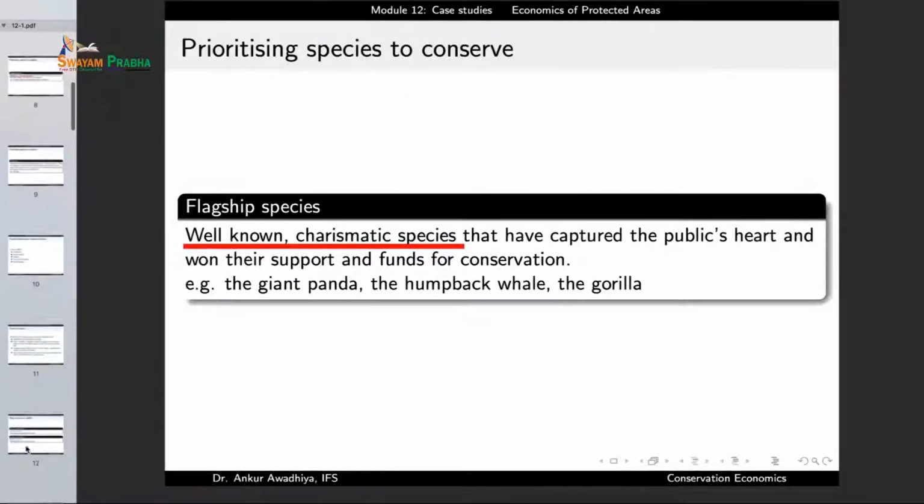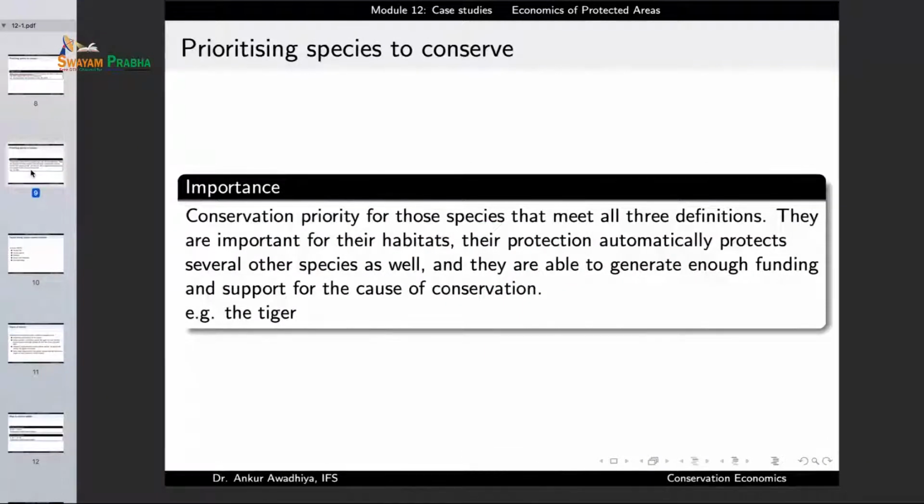Now, when we do conservation, we try to look for those species that meet all these three definitions. So if there is a species that is a keystone species, which means that it is having a very large role in the ecosystem. It is an umbrella species, which means that it requires a large home range, which would automatically give protection to a large number of other species. And if it is also a flagship species, which means that people want to conserve this species, and it is easy to get funds and public support. Nothing like it. So we always look for those species that are at the confluence of all three of these.